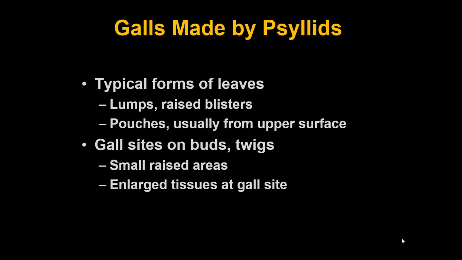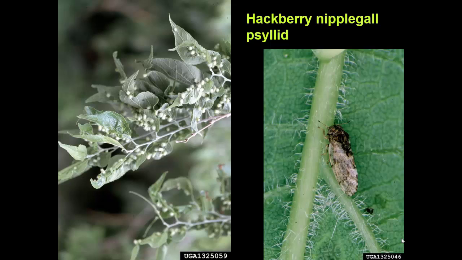Typical forms on leaves will be a lump or a raised blister, or sometimes a pouch, usually arising from the upper leaf surface and then going down, or some will make a gall in the form of a distortion on a bud or a raised area on a twig. But again, if you want to find a psyllid-produced gall, look for a hackberry tree, because there are 5 species of hackberry psyllids that make galls.